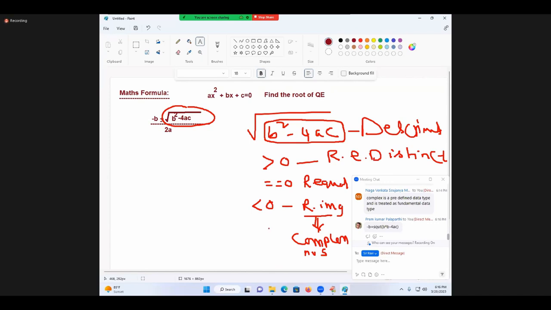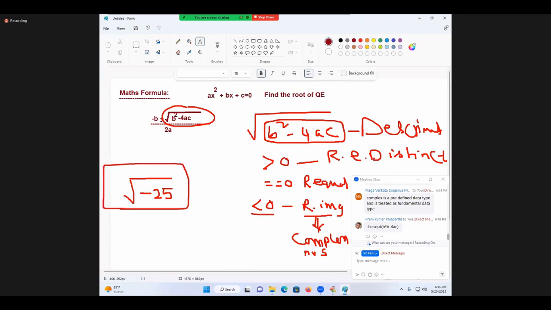These complex numbers, less than 0 means what? Negative numbers only. So here I am going to say minus of 25 is coming, for example. That time how do you represent it? Square root of minus 25.